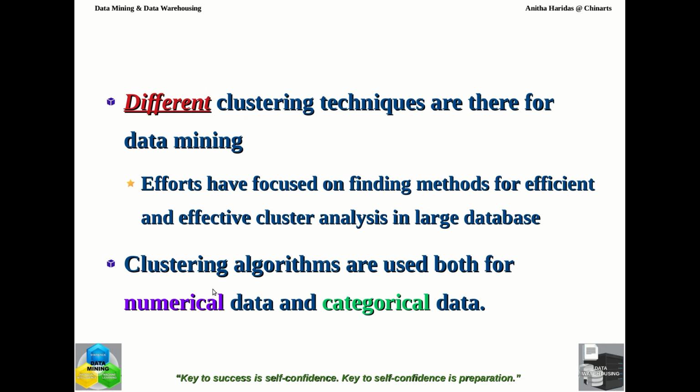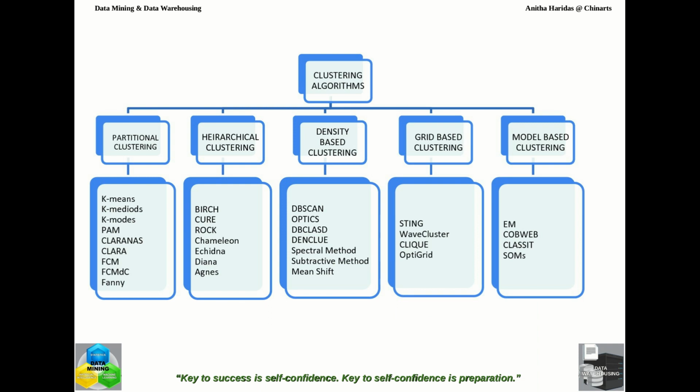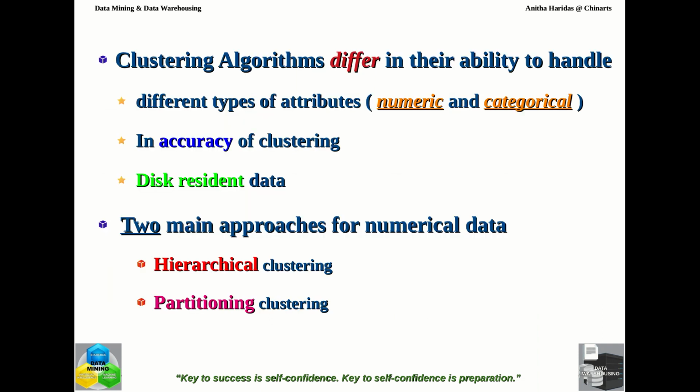We have discussed different clustering techniques are there for data mining, and the clustering algorithms are used both for numerical data and categorical data. These are the different clustering algorithms available. And we have discussed the clustering algorithms differ in the ability to handle different types of attributes, like some algorithms are used for numeric data, other algorithms are used for categorical data, and some of the algorithms are used both for numerical as well as categorical attributes.